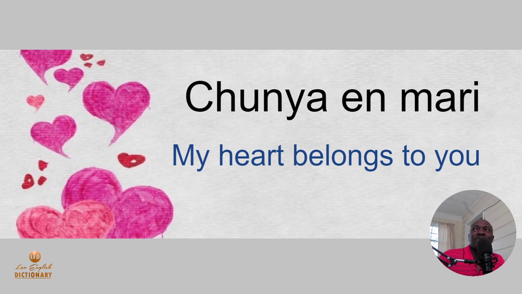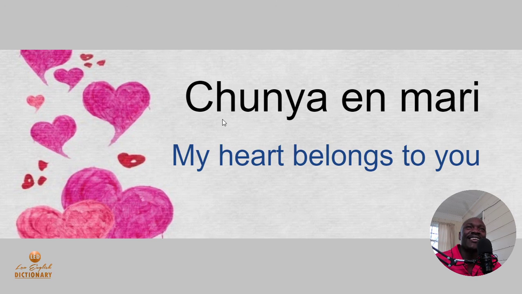My heart belongs to you. Chunya and Mari. Now, Chunya and Mari fully translates to my heart is your heart. But my heart belongs to you is also Chunya and Mari. Like it's yours. My heart is yours. Now the other confusion is Chuny is not heart.